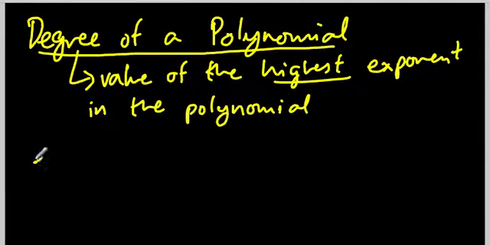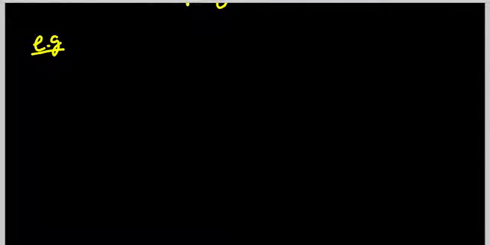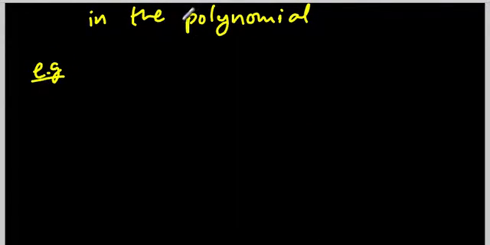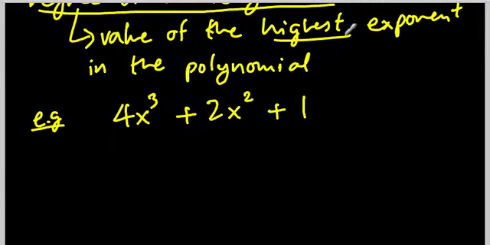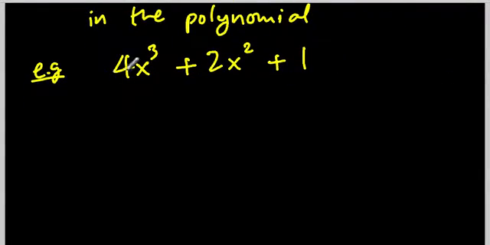So let's take a simple example. I'm just going to extend the page a little bit. Okay, so let's do an example. Let's say I have 4x cubed plus 2x squared plus 1. And I ask you, here's a polynomial. What is the degree of this polynomial? In order to investigate that, remember what I said, which is that it is the value of the highest exponent in the polynomial. So let's explore each of these expressions, or the monomials that make up this polynomial.